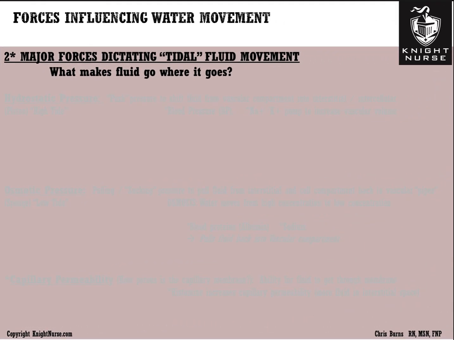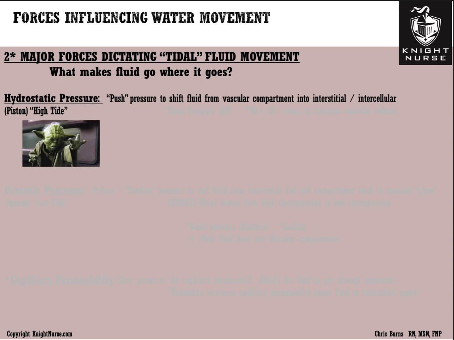So what's making this happen, right? I mean, it's not magic. So what's going on? Well, there are two major forces dictating this tidal fluid movement, and then there's one that I give an asterisk because it's important. The first one is hydrostatic pressure, which is the pushing pressure that shifts fluid from the vascular compartment pipes into the interstitial, intercellular compartments to bathe the cells. This is high tide, it's a piston pressure.